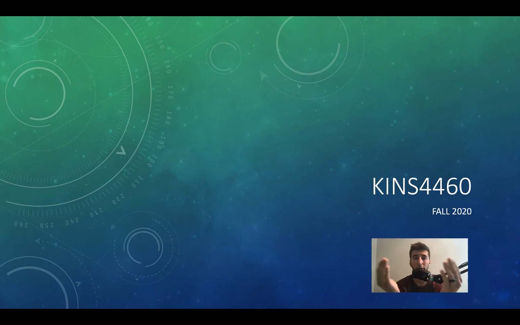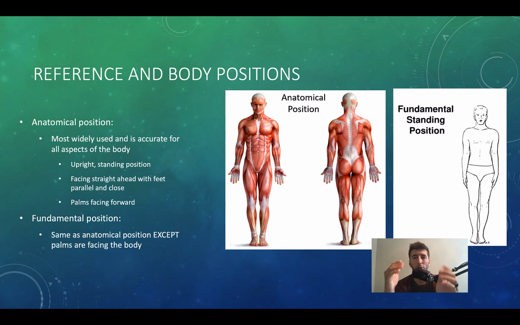So what I've done this week is we've divided the lectures into 2. So we're going to have 2 different video lectures. One video lecture is going to focus on reference body positions and alignments and directions. The second is going to focus on body planes, planar movements, and how you can get to know movement within planes easier.